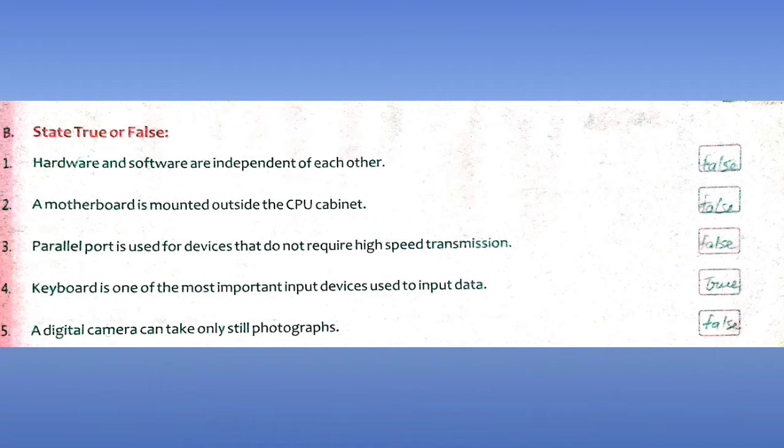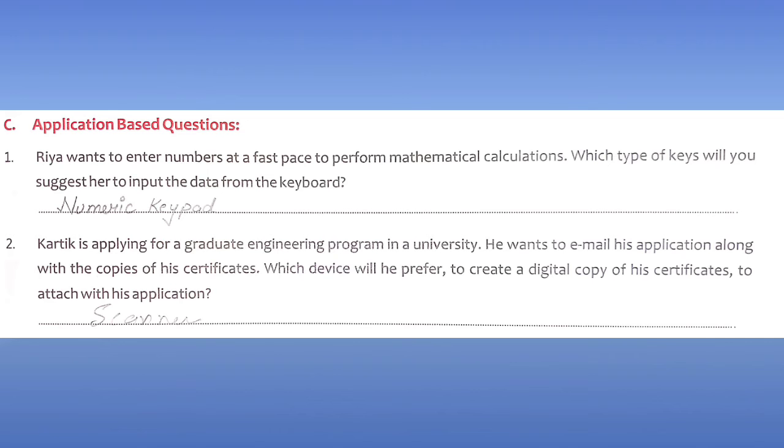So answer is false. Fourth is keyboard is one of the most important input devices used to input data. This is true. Fifth is a digital camera can take only still photographs. This is false.